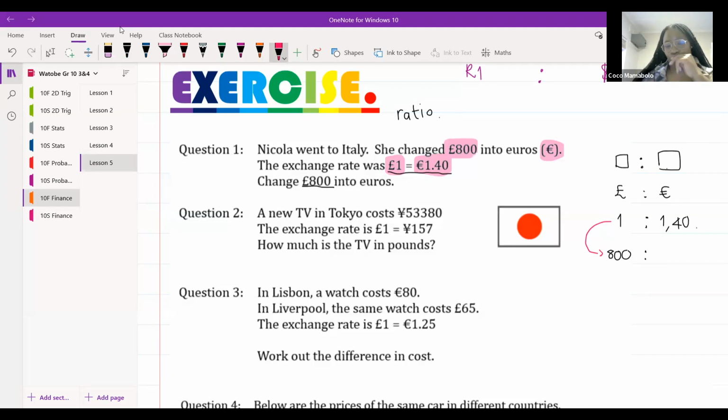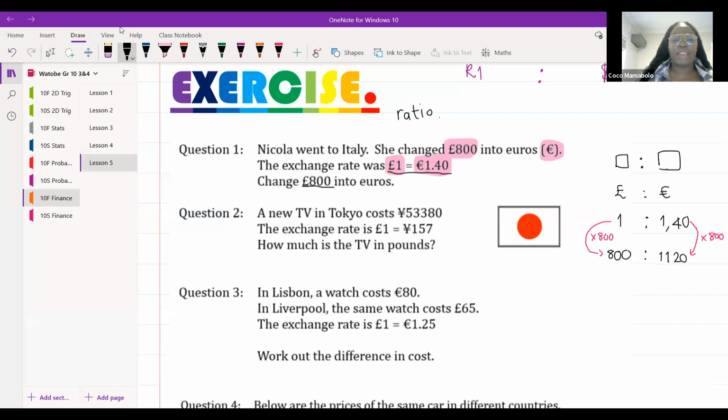Correct. Good, Anatita. That's it. We're going to multiply by 800. But we know that if we do one thing on one side, we also have to do that same thing on the other side as well. So I now have to take my €1.40 and also multiply it by 800. And how much does that give us? Good, good. So that gives us 1,120.